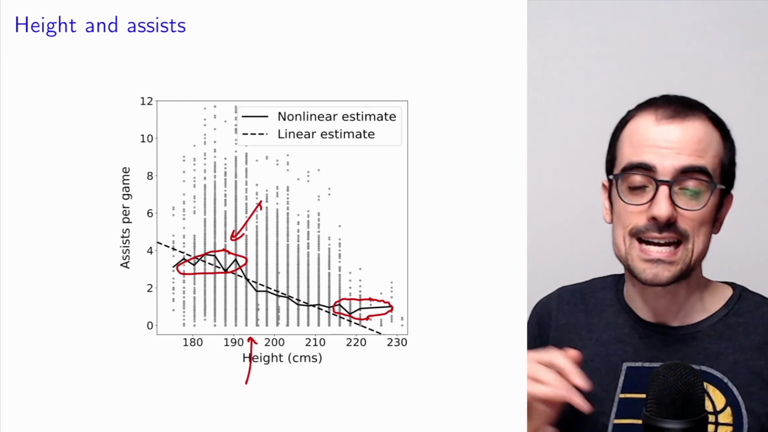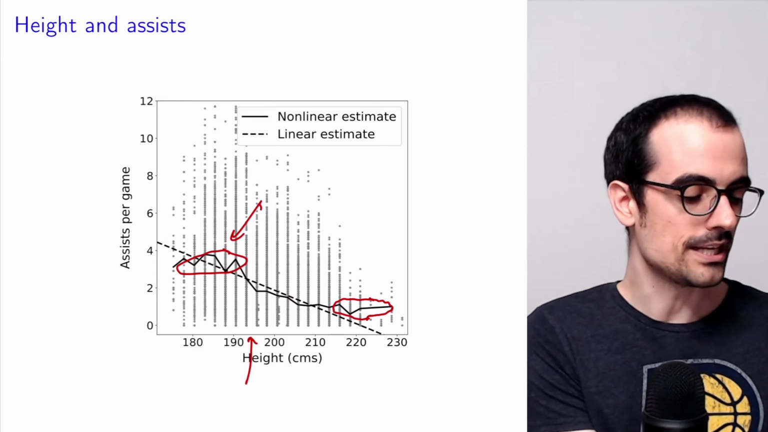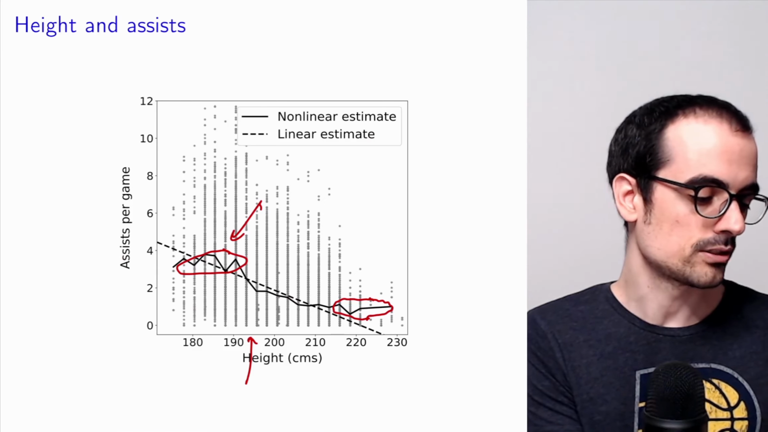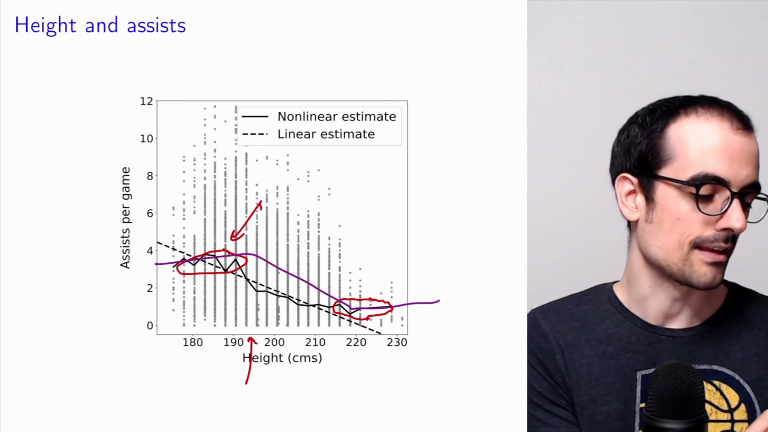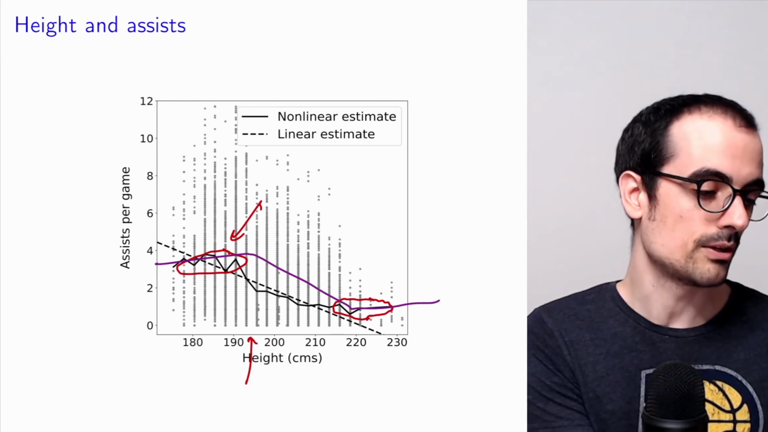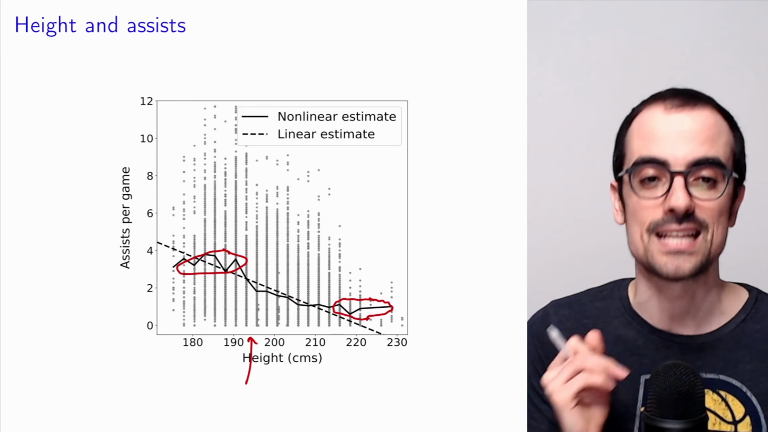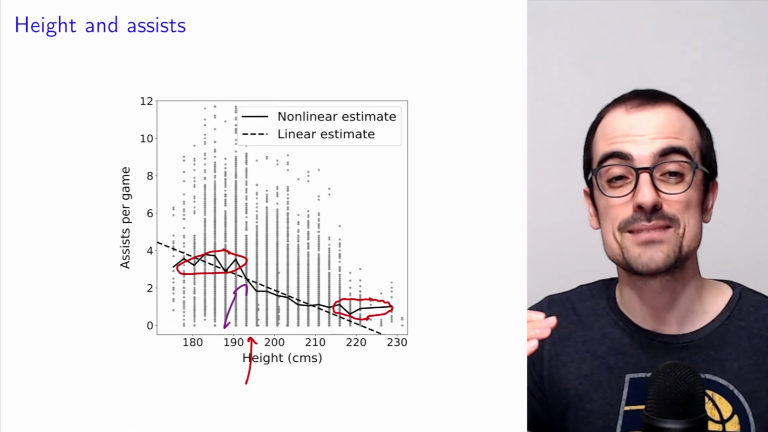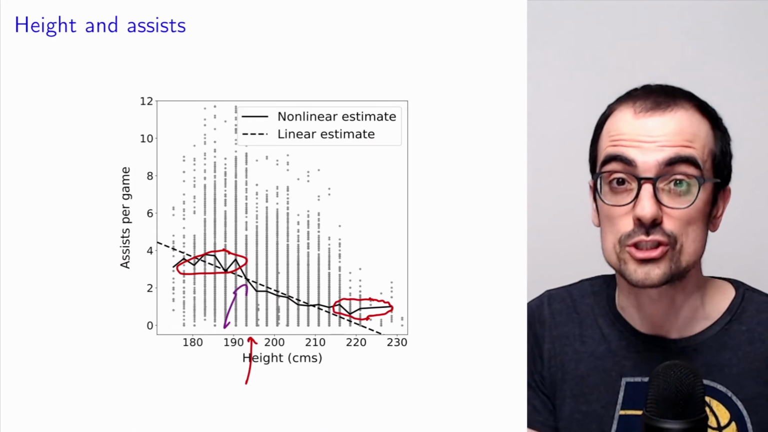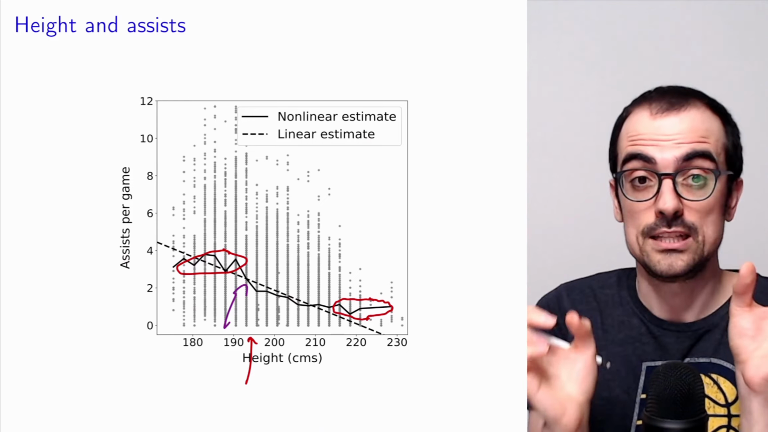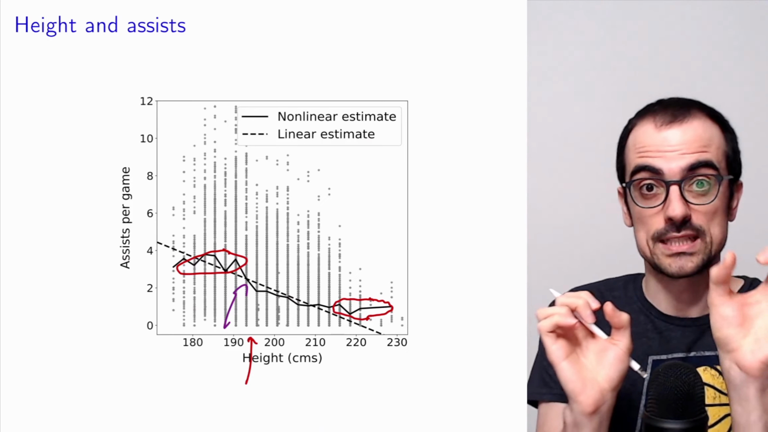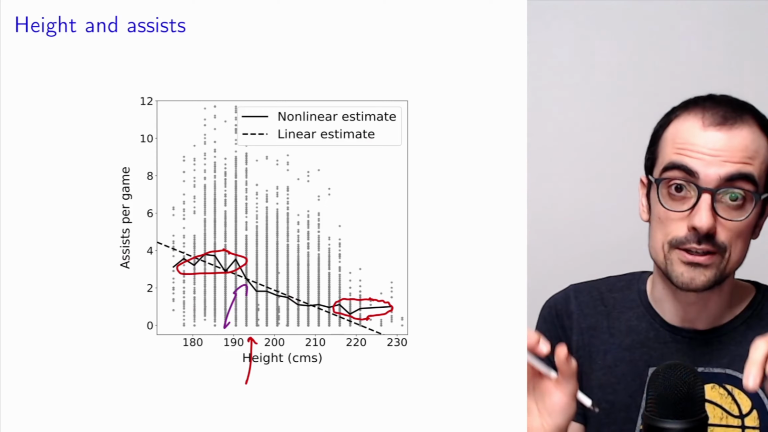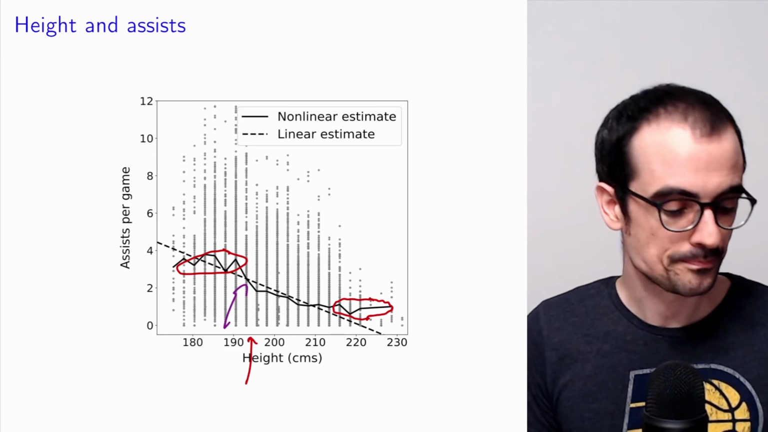This cannot be captured by the linear estimate because the linear estimate is constrained to be a line. It cannot be something like that. We don't allow it because we're constrained to be a line. It's the best line, and the best line is kind of close to the nonlinear estimate, but cannot account for that structure where it would be better, in terms of sum of squared error, to make the estimate constant for very short players or very tall players.